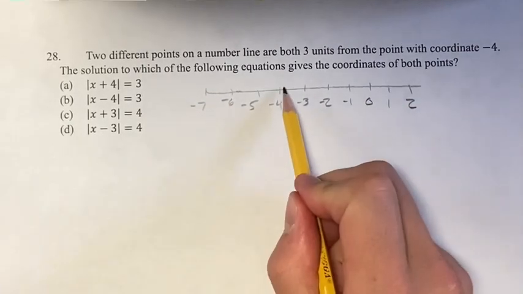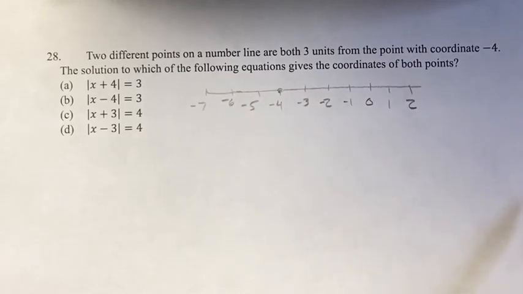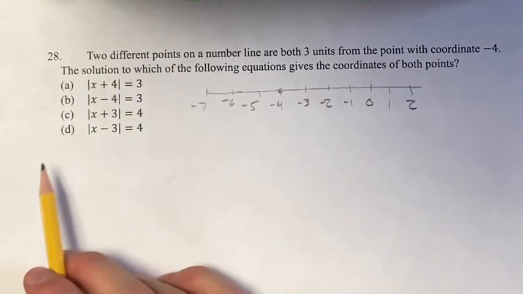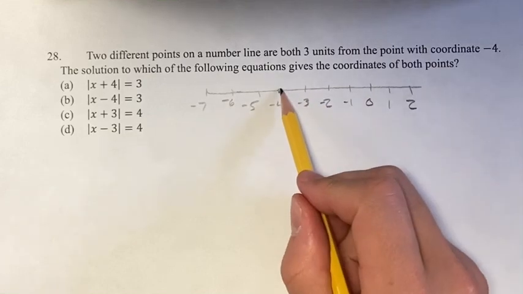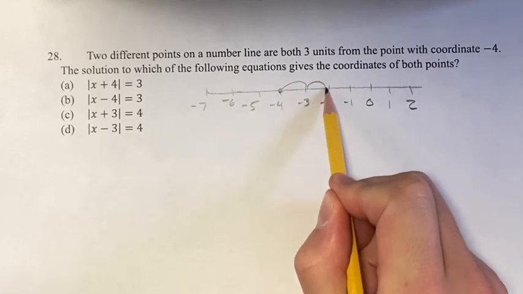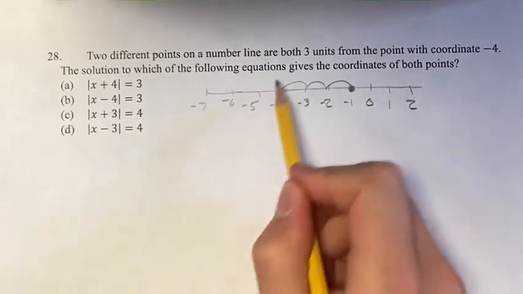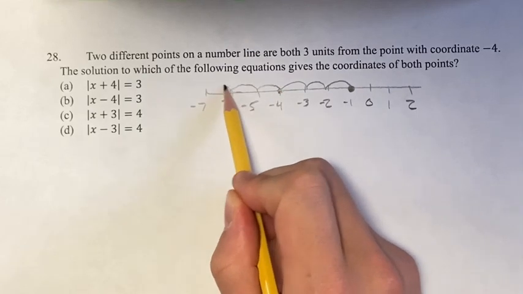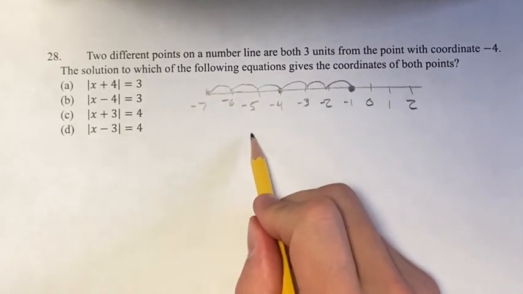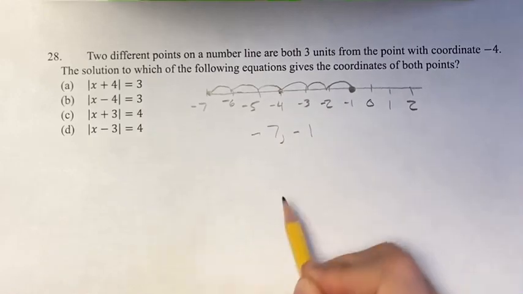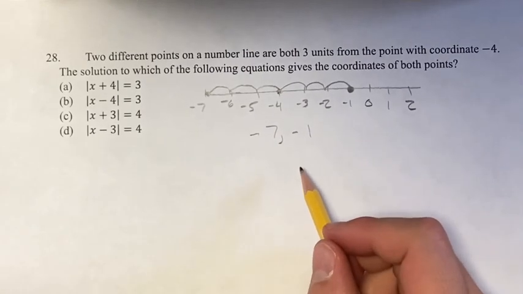And we're told we have the point at -4, and we're looking for the two different points that are 3 units away. So 3 units to the right is -3, -2, -1, and 3 units to the left is -5, -6, -7. So we're looking for -7 and -1, and we're looking for an equation whose solutions will give us these two values.